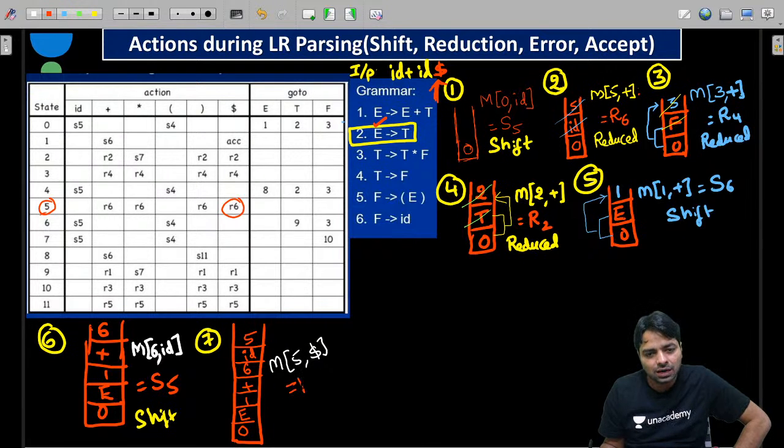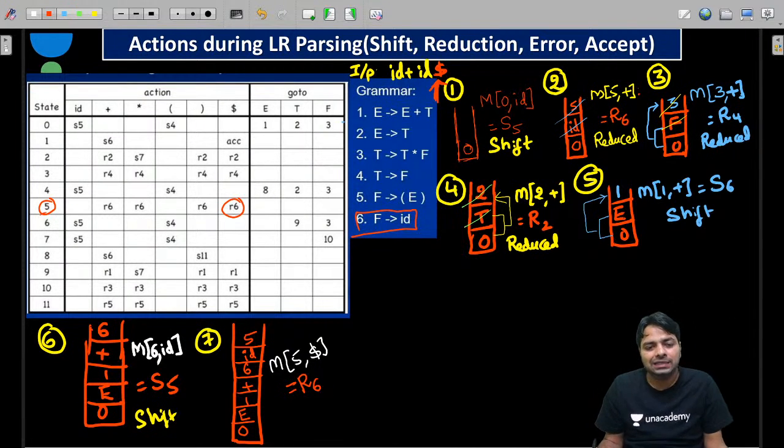R6. What is R6? Look at the production number, that is R6. F to ID, so 2 times of ID. So we need to pop that, that is 2 symbols, and push F. You will understand when you write the next step.